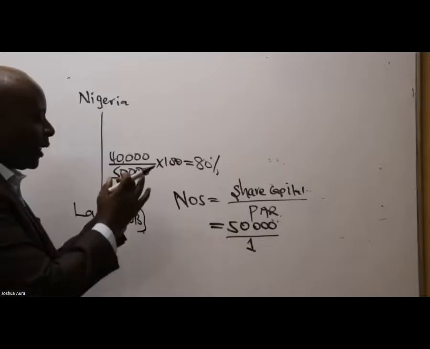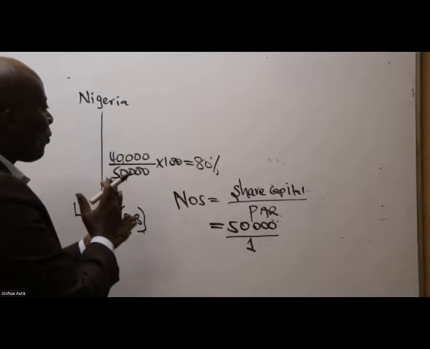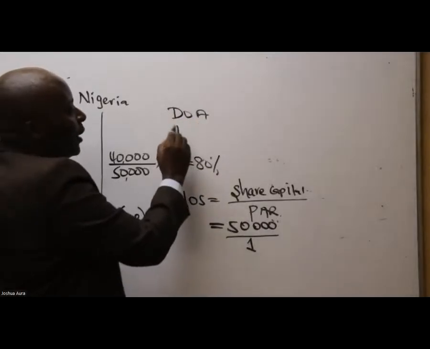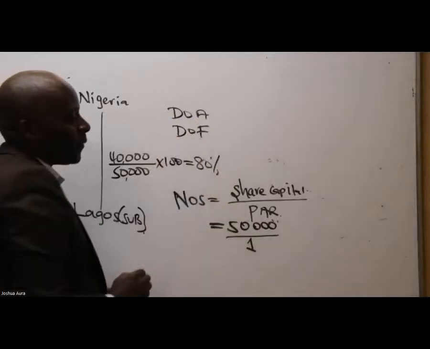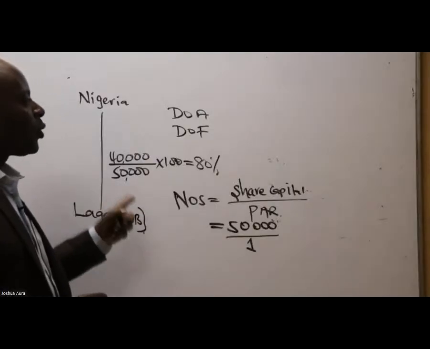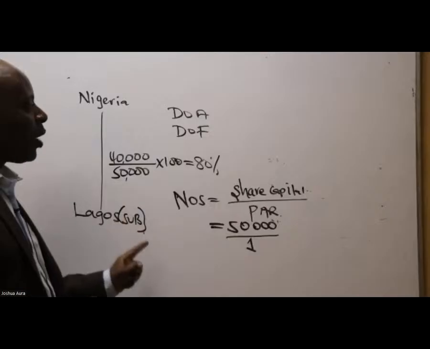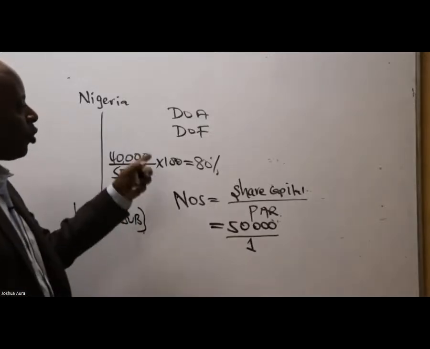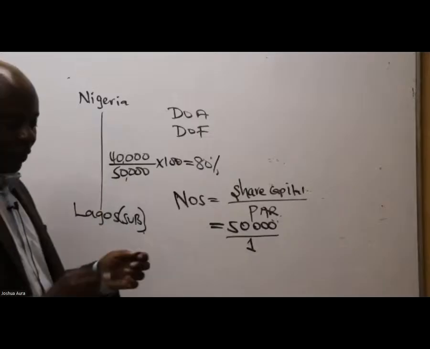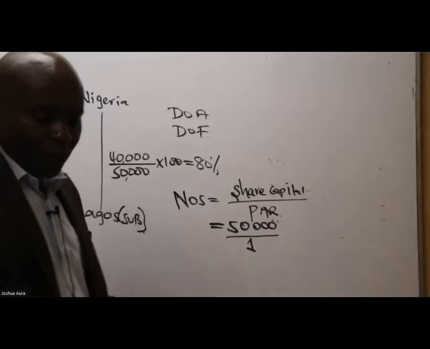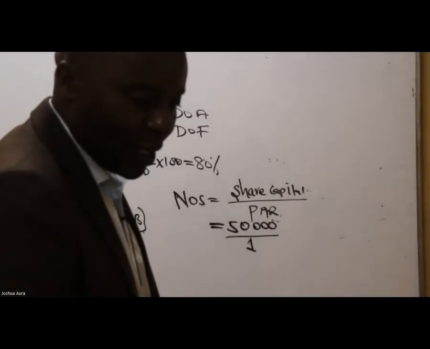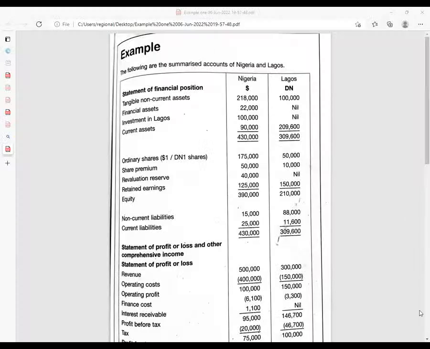So I would want to count the number of months. For me to count the number of months, I would be interested in knowing the date when we acquired the subsidiary, the date of acquisition, and the date of the financial statements. The date of acquisition for sure has been given here.